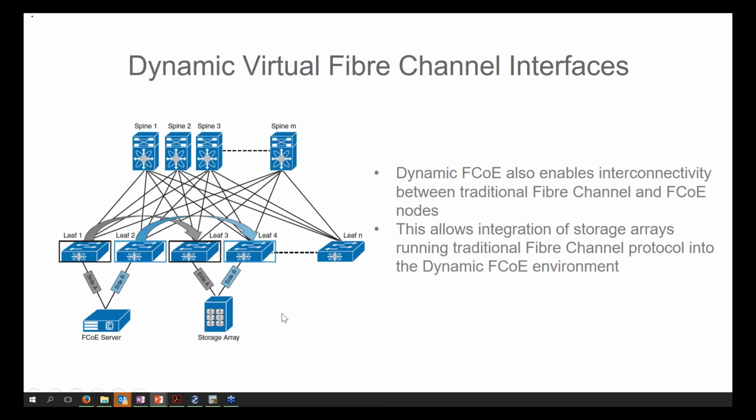And this final slide is just showing that the integration between traditional Fibre Channel and Fibre Channel over Ethernet can still be run over the leaf-spine technology. Dynamic FCoE enables interconnectivity between traditional Fibre Channel and FCoE nodes. We have the storage array, which is a traditional storage array, and SAN A and SAN B. These are going to be running traditional Fibre Channel as well as FCoE, so that Fibre Channel over Ethernet servers can participate in the unified fabric with traditional Fibre Channel.